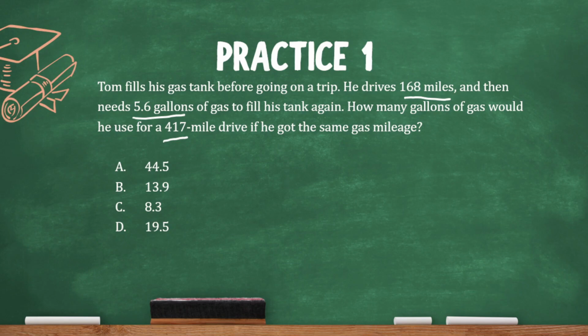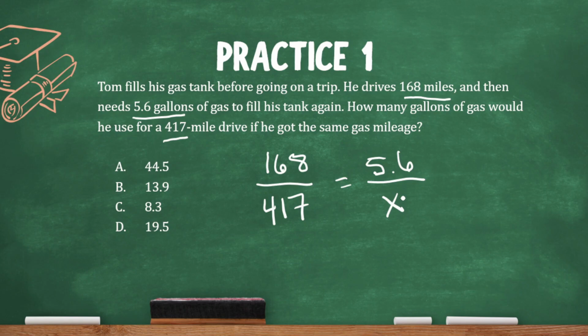I'm going to set up our proportion. So 168 is to 417 miles in the same ratio that 5.6 gallons is to X number of gallons. So I've set up a proportion, and you could set it up a couple different ways, but this one works. So let's go ahead and solve it. We're going to cross multiply. So we're going to multiply these numbers by each other and set them equal to each other.